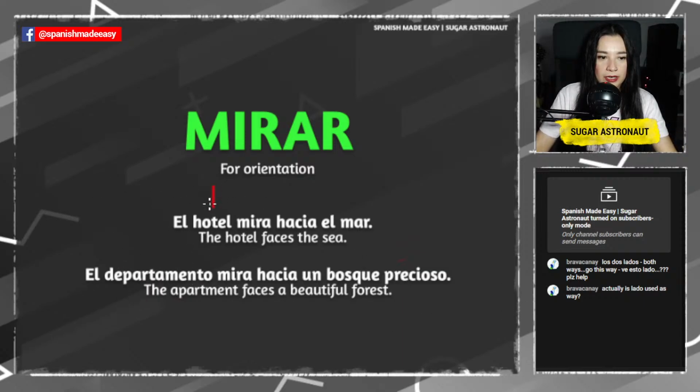Other interesting words: hotel, it's the same spelling, different pronunciation. Mar, sí, okay. Departamento, apartment, similar but different. Bosque, forest. Precioso, beautiful. There's so many different ways to say beautiful in Spanish. Precioso, hermoso, and I remember those two, but there are more.